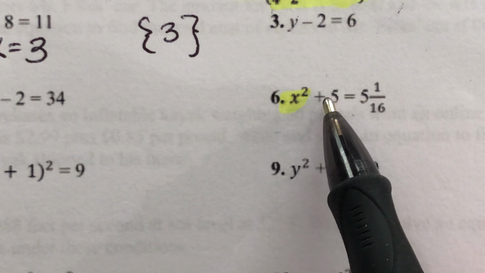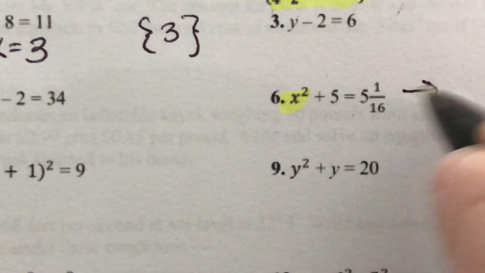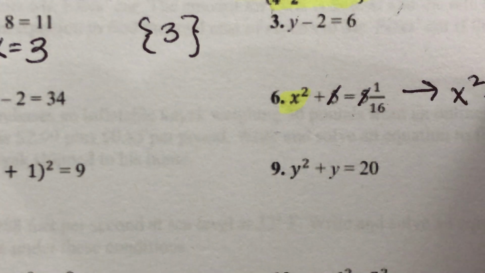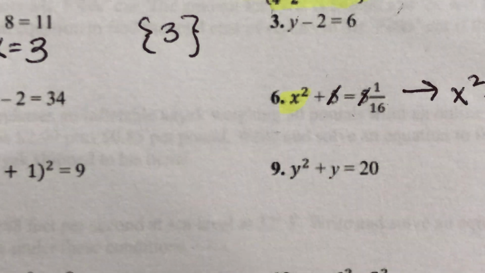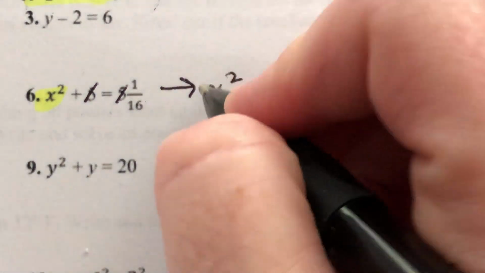So I'm going to subtract 5 from both sides of my equal sign. And I'm going to get, so this 5 goes away and this 5 goes away. So I'll get x squared equals 1/16. Let's scoot this over. Okay, and remember our rules of radicals.